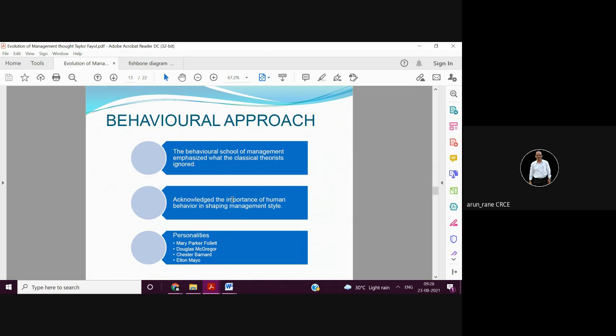This is your behavioral approaches. The behavioral school of management believes that the classical theories have to be ignored. The school of management emphasizes what the classical theories ignore. That is, what was missed by the classical theories was taken care of by the behavioral approach. Behavioral approach focuses on human behavior. They respect humans.